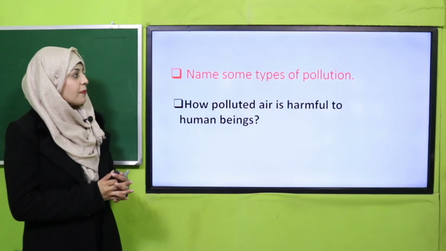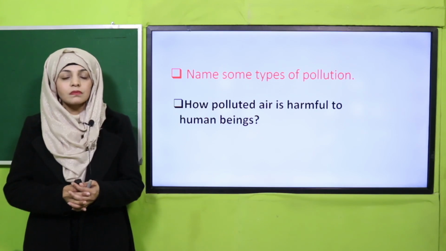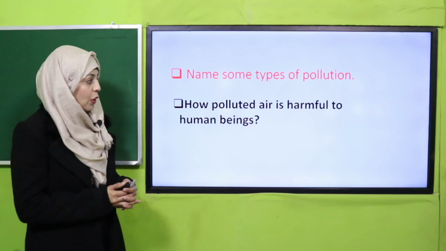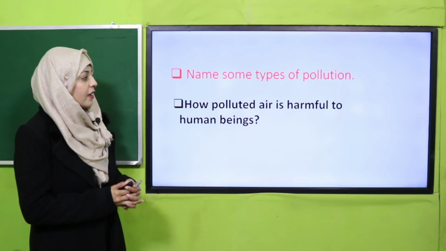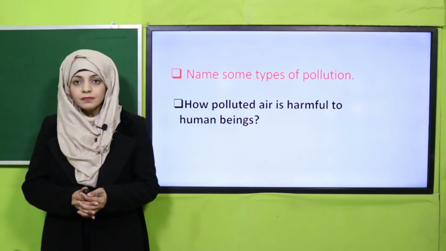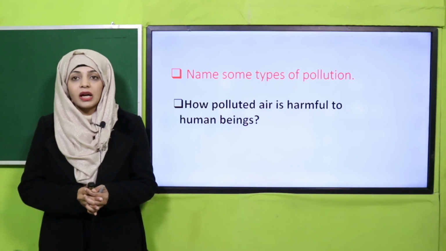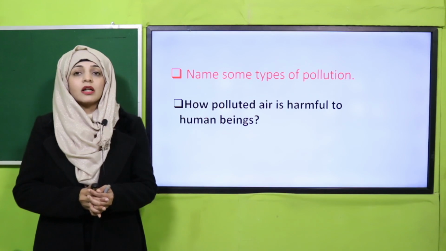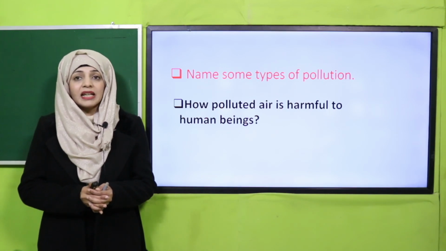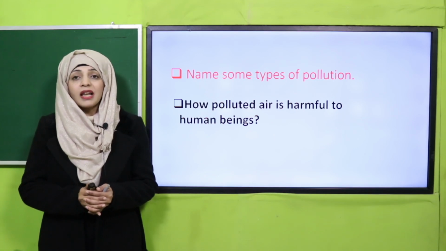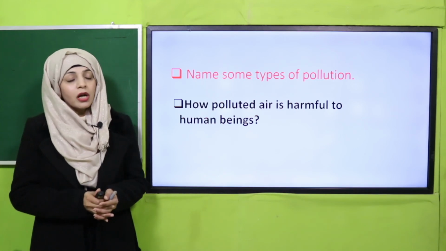Quickly tell me, name some types of pollution. Air pollution, water pollution, land pollution, noise pollution. Very good. How is polluted air harmful to human beings? Because there are toxic gases, carbon dioxide in it, which is not healthy for human beings, and it causes a lot of lung diseases. That is why it is harmful for human beings.